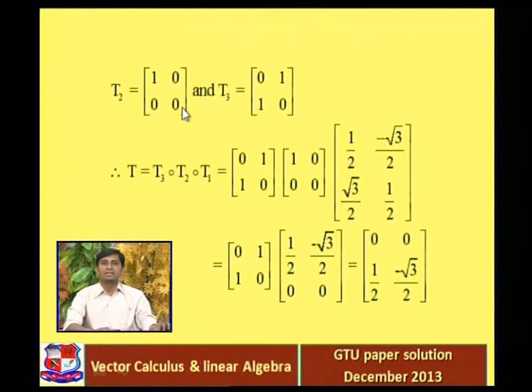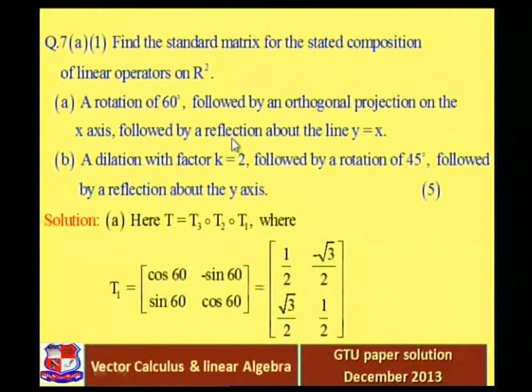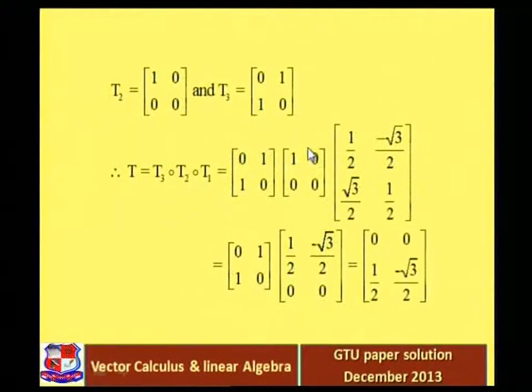And T3 is what? The reflection about the line y is equal to x. We know that the reflection about the line y is equal to x is T of xy equal to yx, right? So for yx, this is our standard matrix T3.